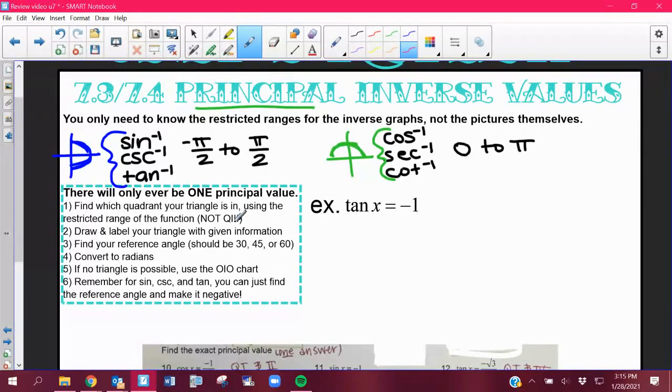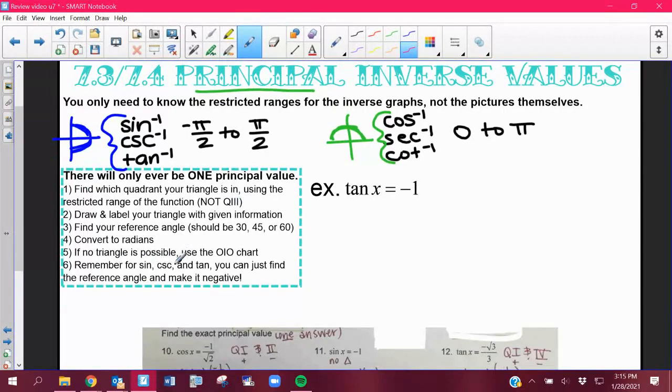Okay. Remember that if you're using sine, cosecant, or tangent for the one that's between negative pi over 2 and pi over 2, you can just find the reference angle and make it negative. You don't have to worry about thinking, oh, is this 11 pi over 6? What is it? You can just say negative pi over 6. So if I have this example, if I want to find the principal inverse for this guy, tangent of x equals negative 1, again, I would need to take the inverse tan of both sides. I'm just going to do it on top. There we go. So I would have x equals inverse tan of negative 1.